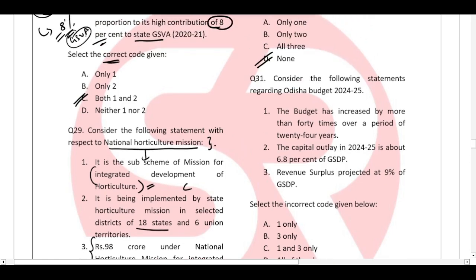Consider the following statements regarding the Odisha budget 24-25. All these budget questions and the economic survey questions, there is not much to learn conceptually here. It is mostly factual, how much is allocated to what scheme and what are the different schemes that the government is launching to alleviate what problems. So you need to be aware of this because they do get asked a lot in the exam.